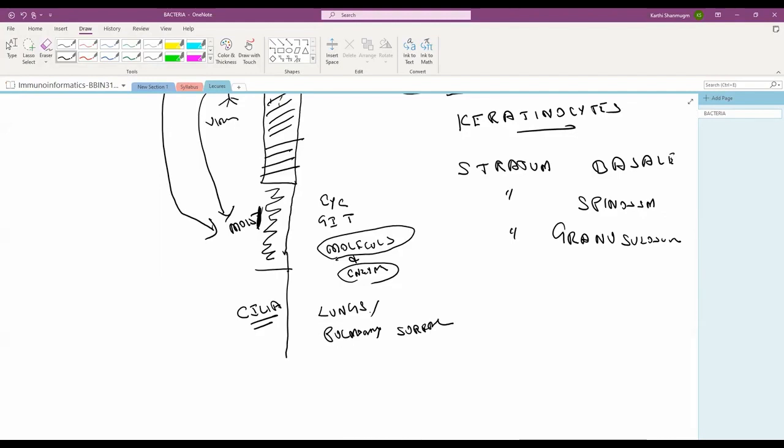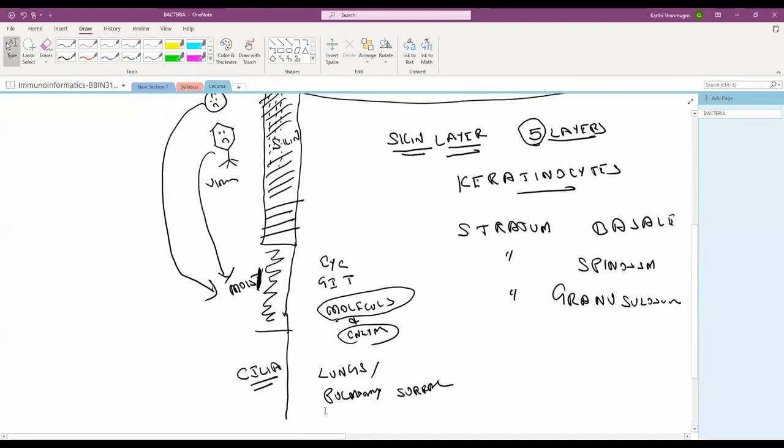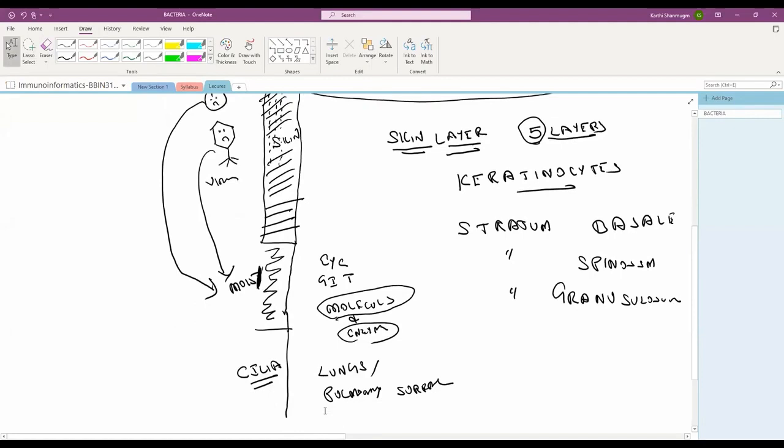So we can say that these are great mechanical protections provided by the human immune system: skin, the moist surface of mucous membrane, and the ciliary surface of lungs and pulmonary system. Is it understandable so far?